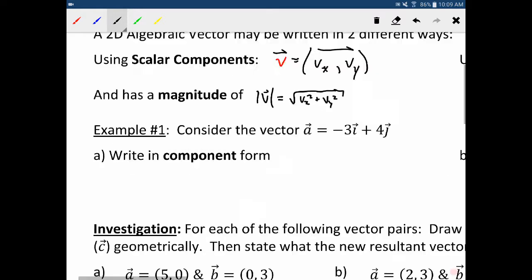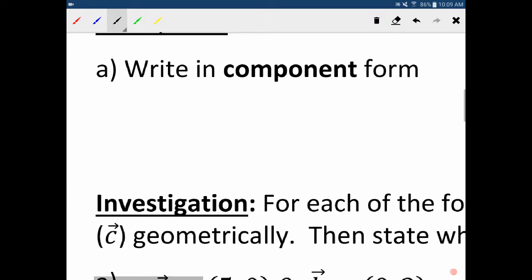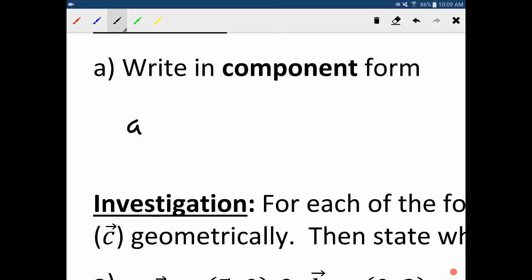First thing we're going to do is write it in component form. This is fairly straightforward. The x value is just going to be negative 3 because that's what we're multiplying the i by. And then we're multiplying the j by 4. So the y value is 4.